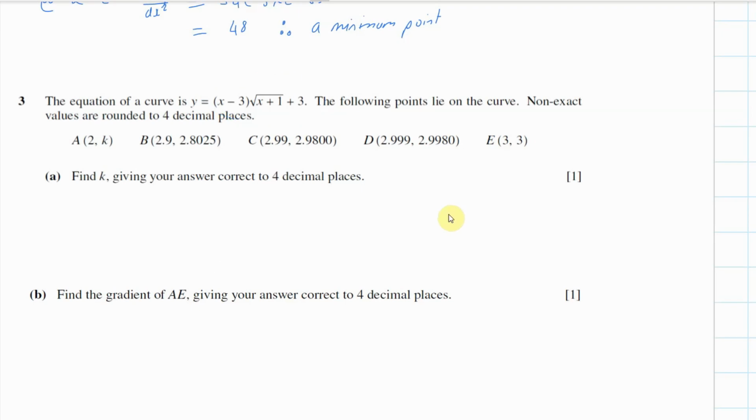So when we plug that into the calculator, what do we get? Times square root 3 plus 3. I'm getting 1.2679.